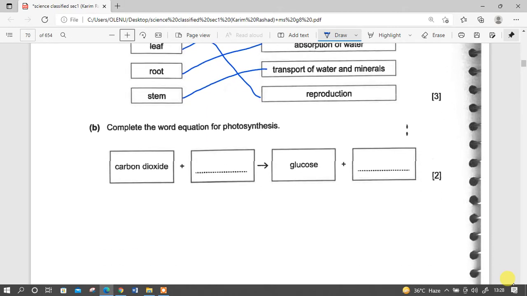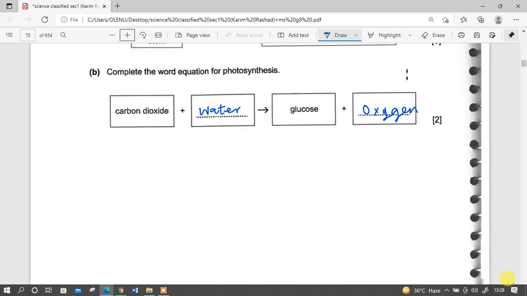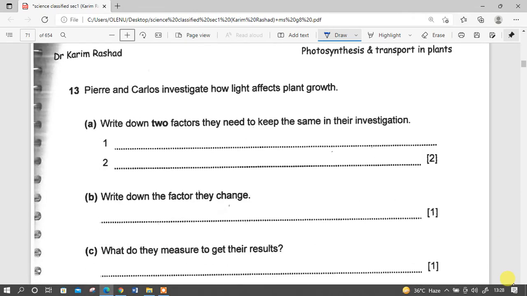Now complete the word equation for photosynthesis. Photosynthesis is carbon dioxide plus water, which gives you glucose and oxygen. That's it.